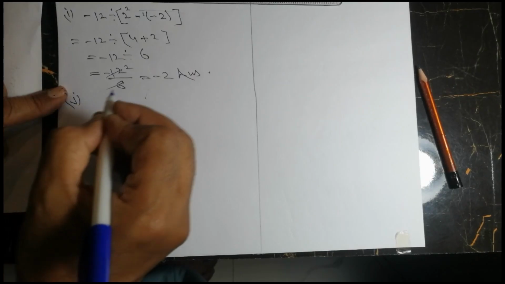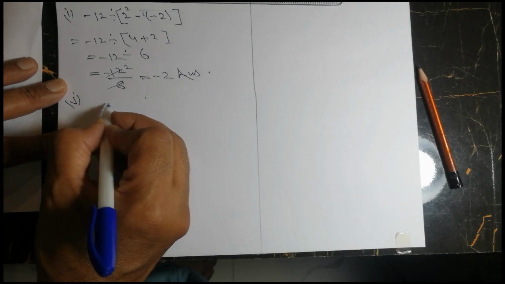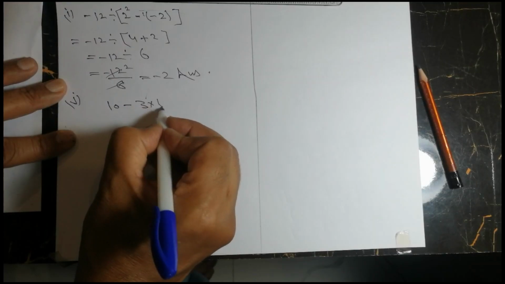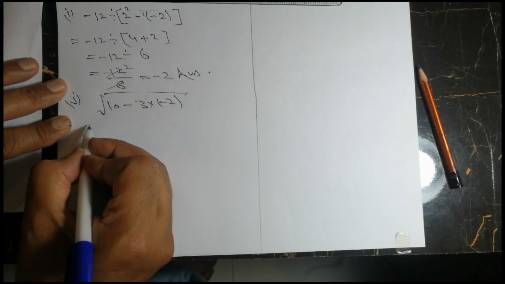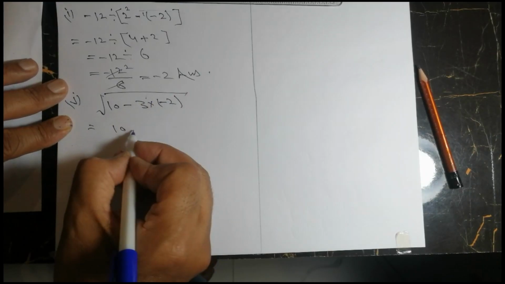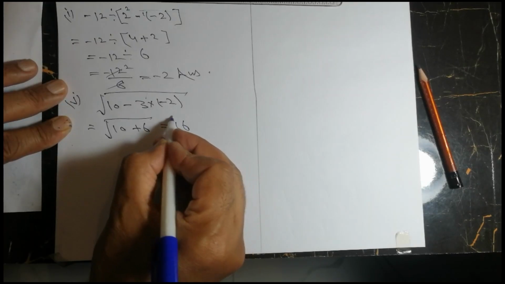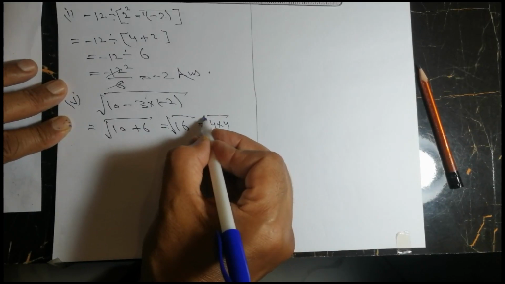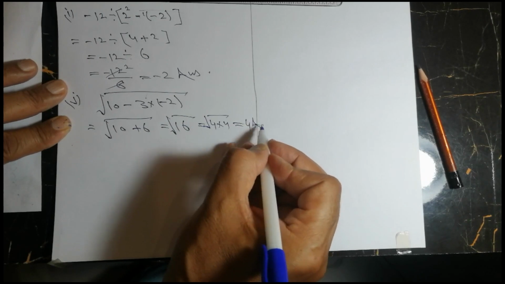Part J, 10 minus 3 into minus 2 square root, so that is equal to 10. This is minus 3 into minus 2, minus plus 6, so this is 16, and this is a pair, 4 4s are 16, so 4 comes out, so this is the answer.